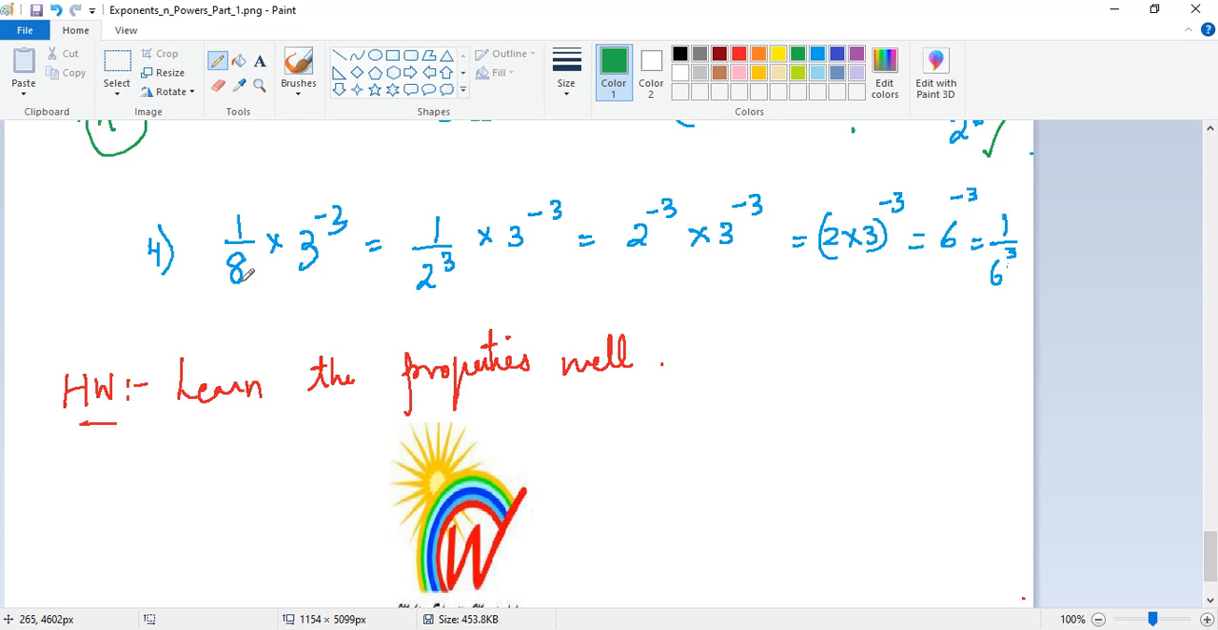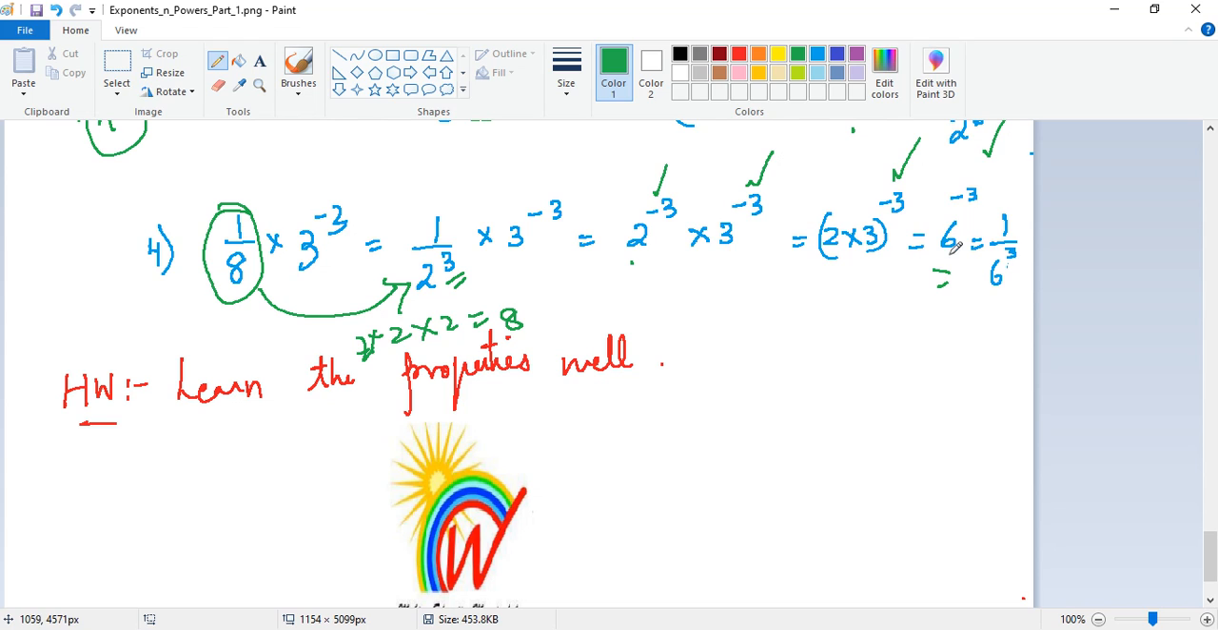Okay. Now come to this one. 1 by 8 into 3 to the power of minus 3. Now I can write 8 as 2 cube, because 2 cube is 2 into 2 into 2, which equals 8. So 1 by 2 cube into 3 to the power of minus 3. If I want to write this on top, it gives you 2 to the power of minus 3. So now you see the powers are the same. So I can simply write 2 into 3 to the power of minus 3, which is 6 to the power of minus 3, or 1 by 6 cube.